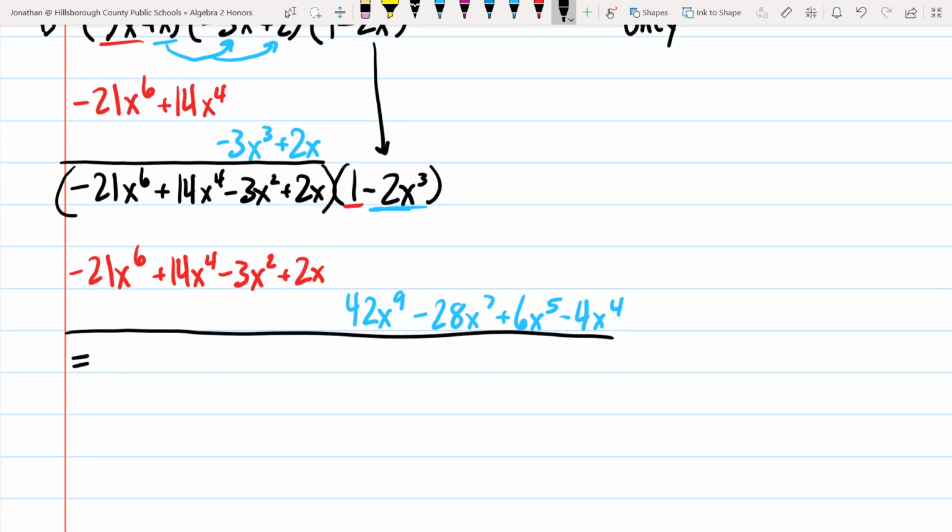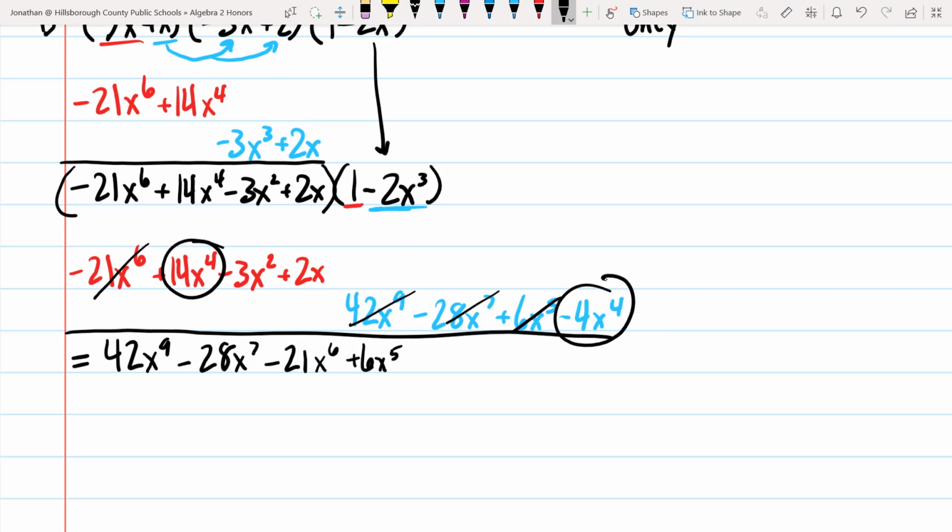So the highest power goes first, 42x to the 9th. And when I finish something, I cross it off. x to the 7th is our next highest term, followed by x to the 6th. x to the 5th. We have some x to the 4ths to combine. That's 14 and -4, so 10x to the 4th.